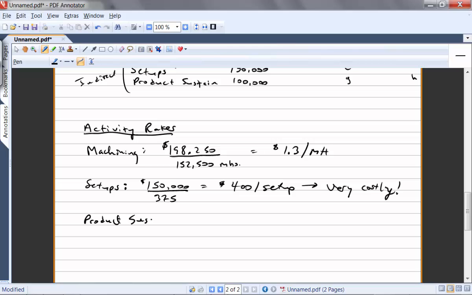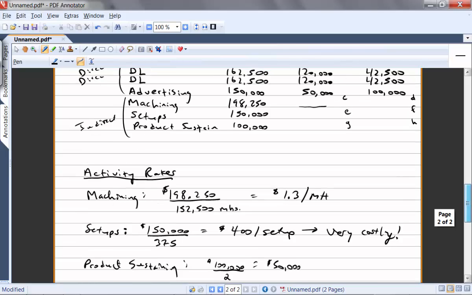Product sustaining. All right, we have total cost of the activity, 100,000. What drives the product sustaining activity? I think it's just the number of products, and there are 2 of them. So each one's going to get 50,000.